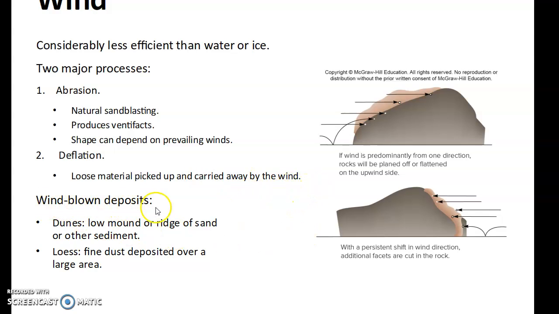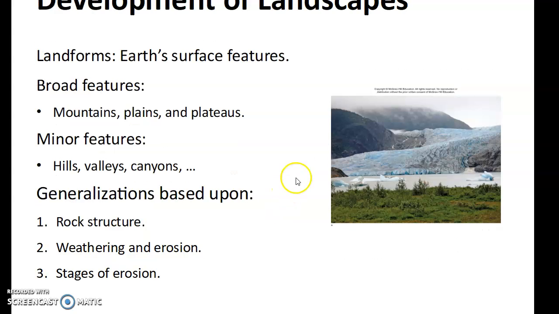There are also wind-blown deposits. Dunes can form. There's a very large dune along the shores of Lake Michigan, in Michigan. It's called the Sleeping Bear Sand Dunes, and it stretches over a couple of miles in width, and along the shore it is many, many miles long. And loess is fine dust deposited over a large area. So dunes are what you usually associate with a desert, but they can happen right next to a very large lake as well.